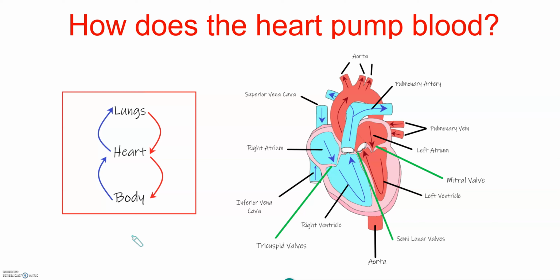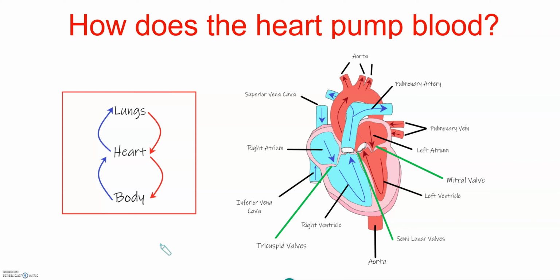Now, you must remember, the heart also needs its own supply of oxygenated blood. Arteries called coronary arteries branch off the aorta and surround the heart, making sure that it gets all the oxygenated blood it needs.